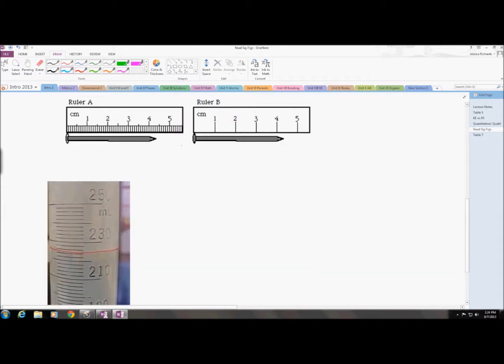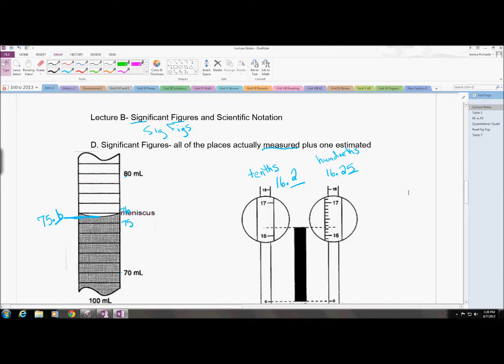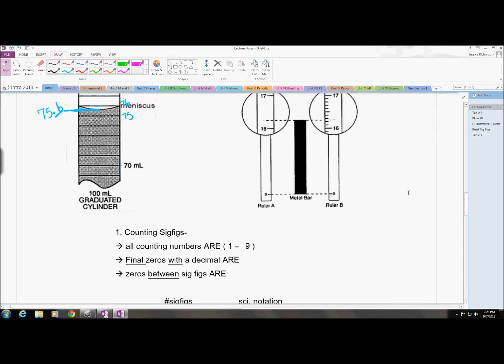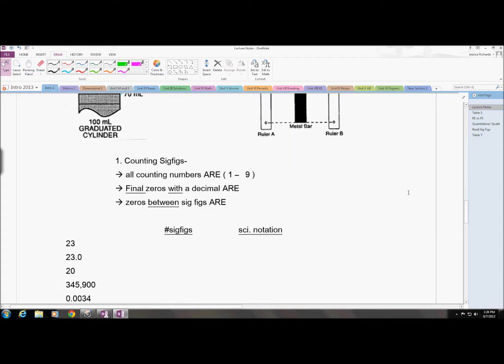Again, some of the questions that they might ask you: how many decimal places do you read ruler A to? Well, if ruler A is marked to the tenths, you're going to read that to the hundredth. Ruler B, if it's marked to the whole numbers, you're going to read it to the tenths place. Now that you know how to read an instrument to the correct number of significant figures, you need to know when you look at a measurement in a book or on a test question how many significant figures there are.